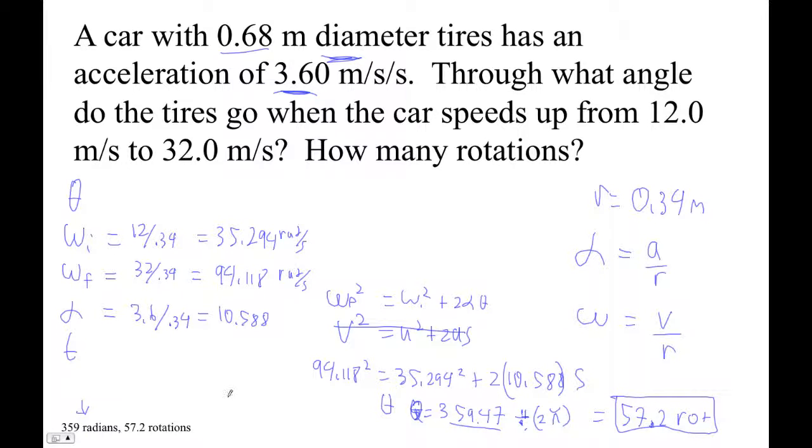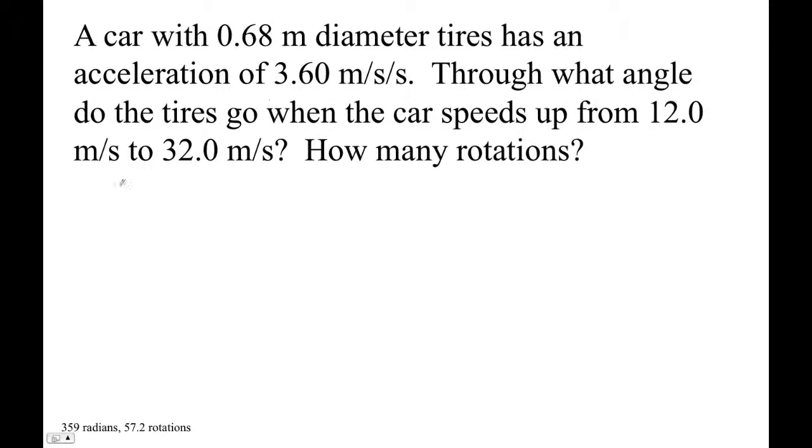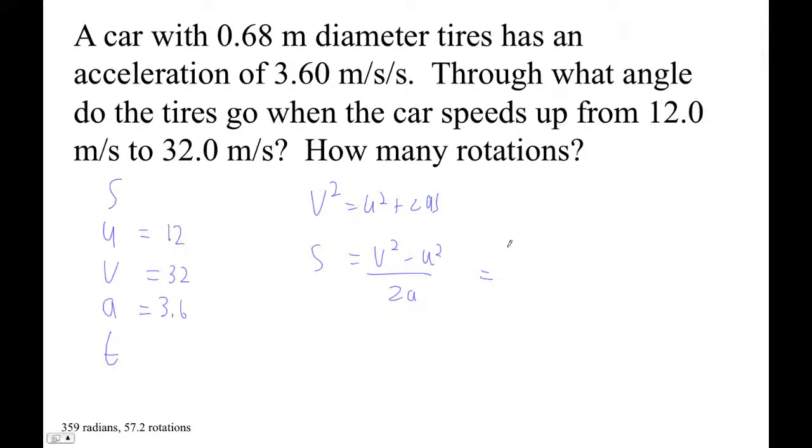Let me show you an easier way to do this. Let's just figure out the distance the car goes, SUVAT. Initial velocity is 12, final is 32. Acceleration is 3.6. V squared is u squared plus 2as. So s is v squared minus u squared over 2a. So it's 32 squared minus 12 squared over 2 times 3.6. So we just do the linear stuff. I'll show you what to do. So 32 squared minus 12 squared divided by 2 divided by 3.6. The linear distance is actually 122.2 repeating meters.